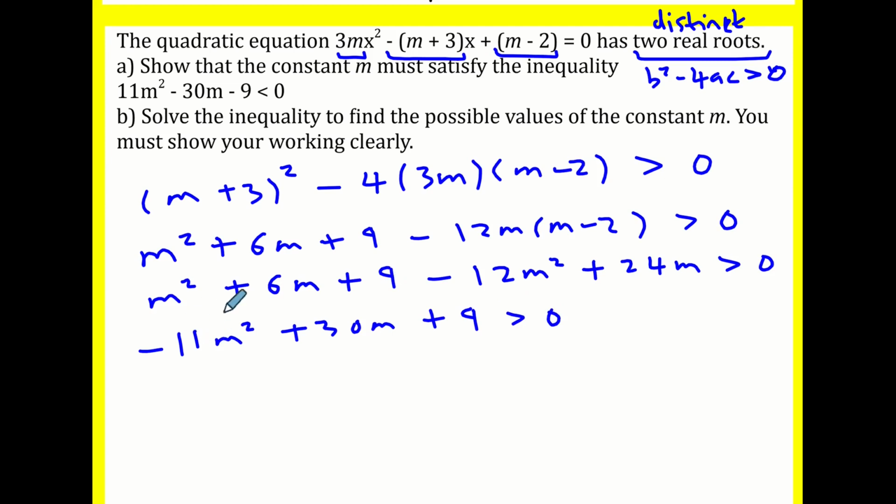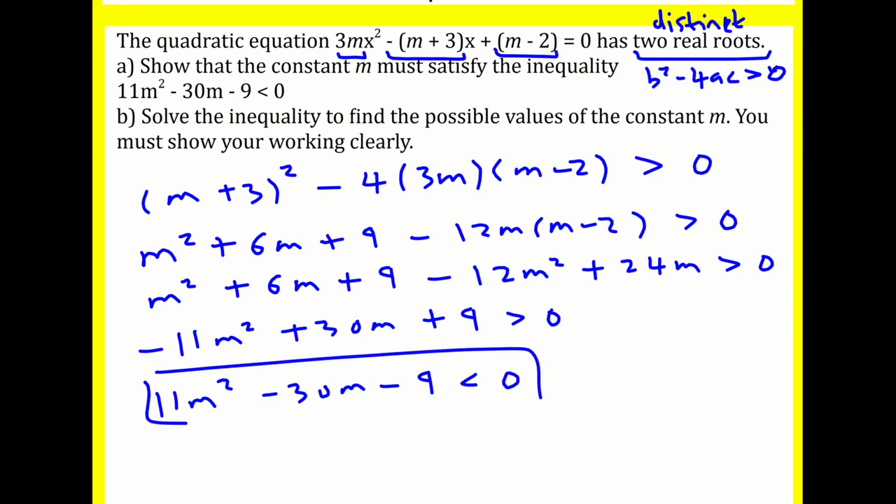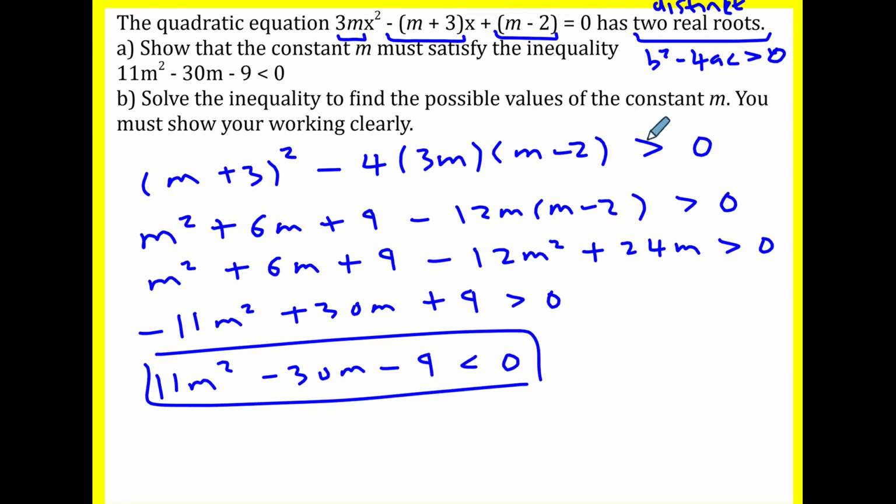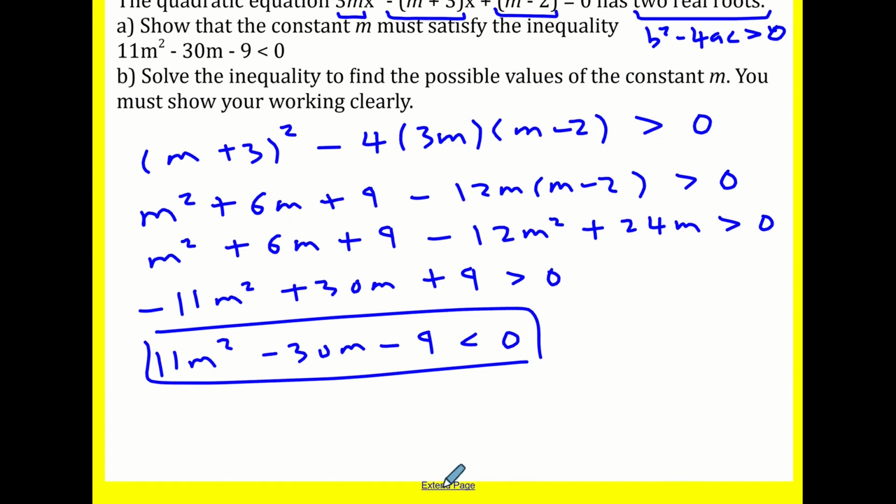If you didn't get minus 11, I'd straight away be looking back here. But they are the same, these two. We just need to flip the sign around. So it becomes 11m squared minus 30m minus 9 is less than 0. And we're done. Solve it, finding the possible values of m. I'm going to do it by factorizing.